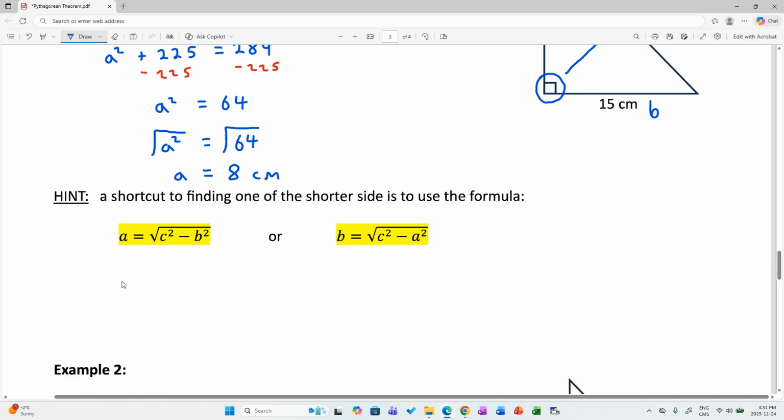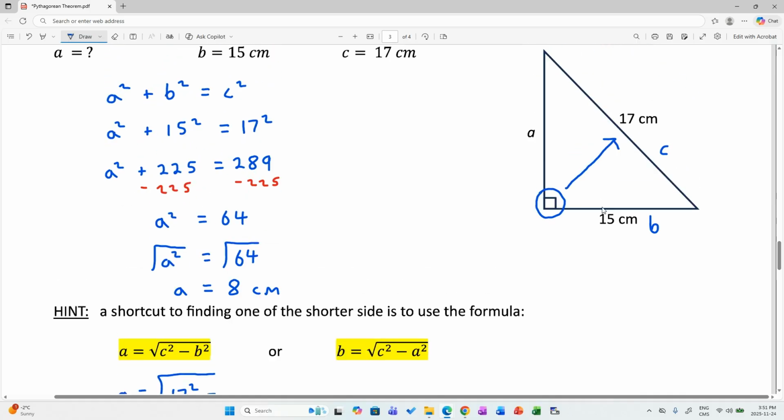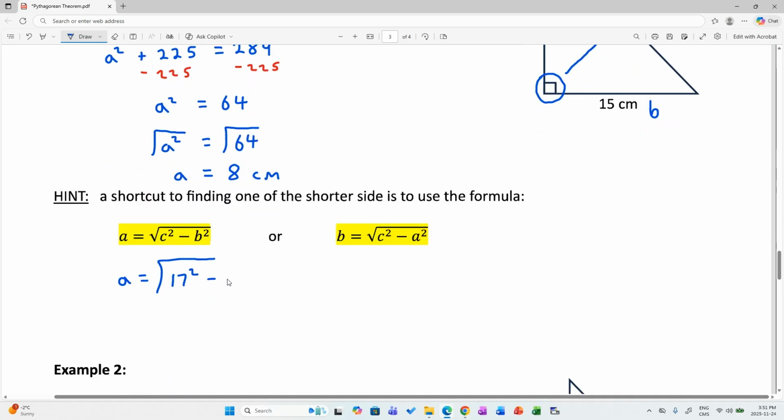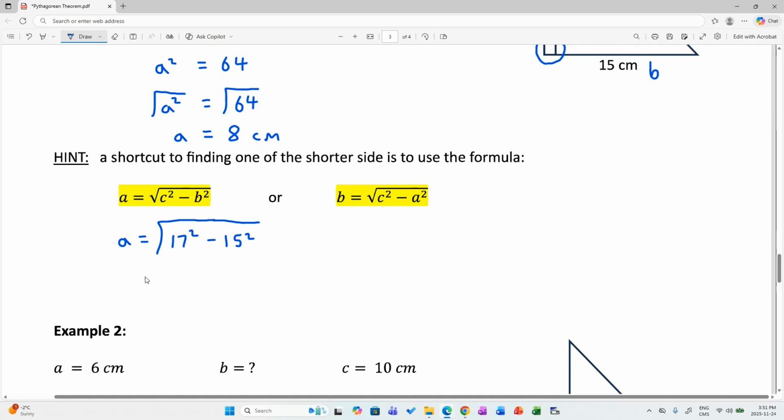So I would just write A equals, and we know what C squared is. C is 17, so instead of C squared, I have 17 squared. B in this case is 15, so instead of B squared, I'm just going to write 15 squared. And if I had a calculator, I can just compute this right away. But if not, I'm just going to break it down into steps, okay? So in this case, 17 squared is basically 17 times 17, which is going to be 289. And then 15 squared is just 15 times 15. That's just going to be 225.